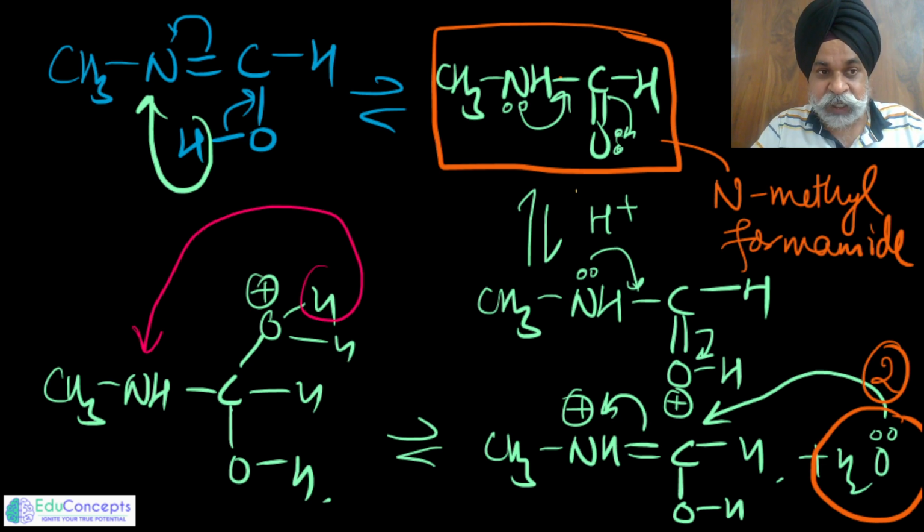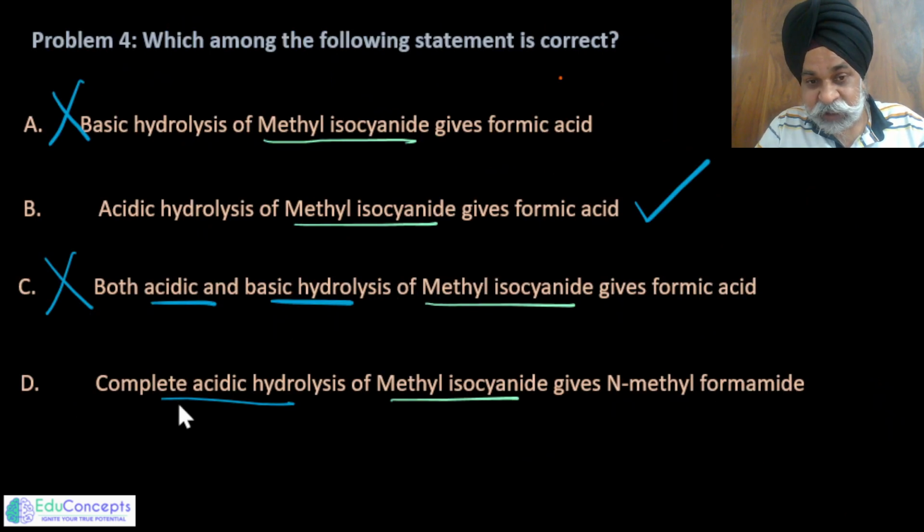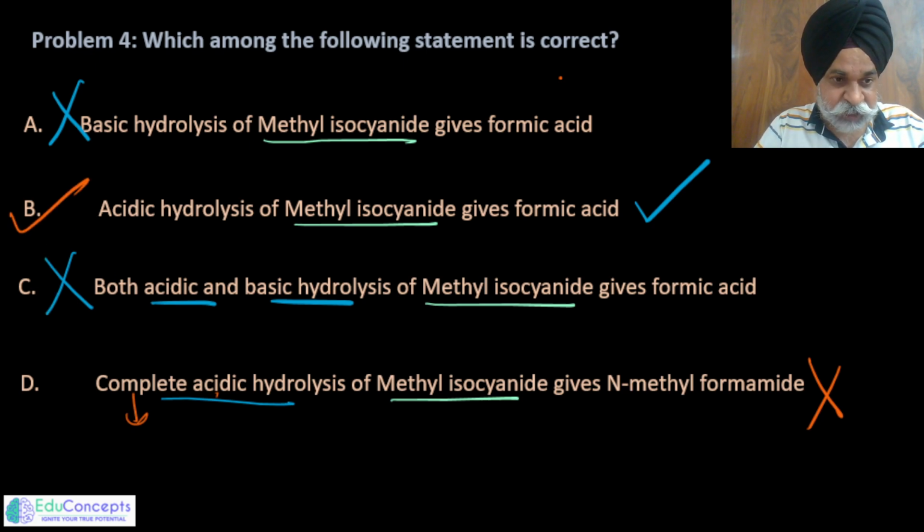If they had given it as a partial hydrolysis, then I would have said N-methyl formamide is a right statement, but they have said complete hydrolysis, so in a way it becomes a wrong statement. The best out of the 4 options then would become the B option. Again, a beautiful question it had been.